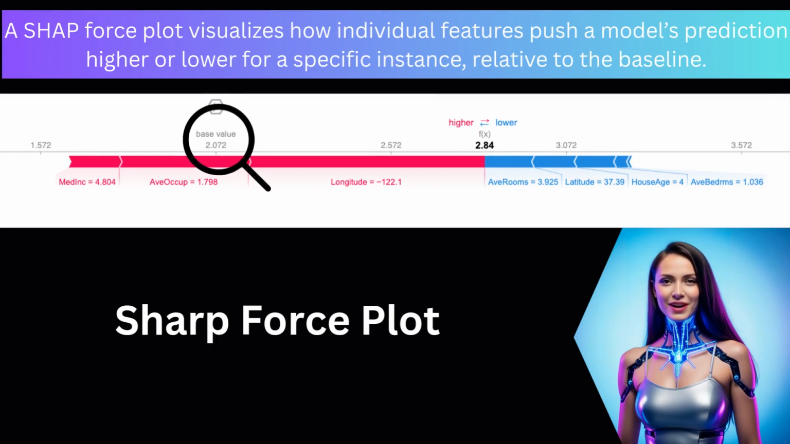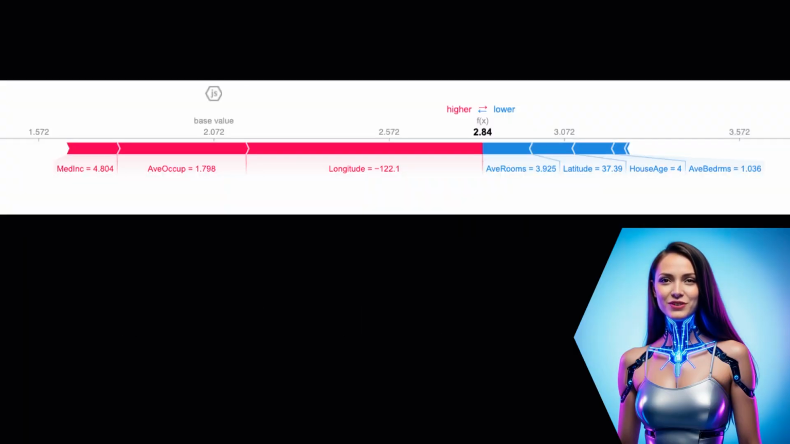The base value, around 2.07, represents the average predicted house value across all homes in the dataset. The model's prediction for the specific home is 2.84, so higher than the average. Now the real question is, what features are pushing the prediction up or down?